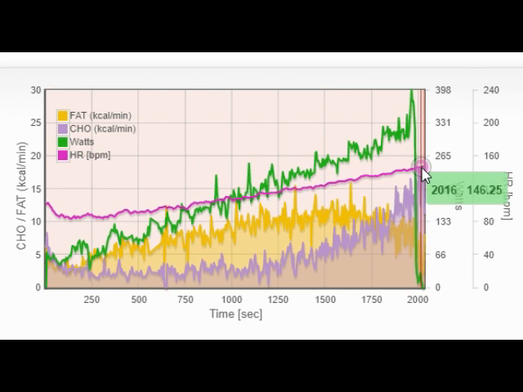Where does my cardiometabolic crossover occur? Right here at about 85 to 88% of my max heart rate. So this is a very good result. I'm very happy to see this.